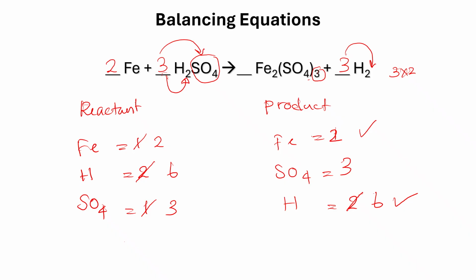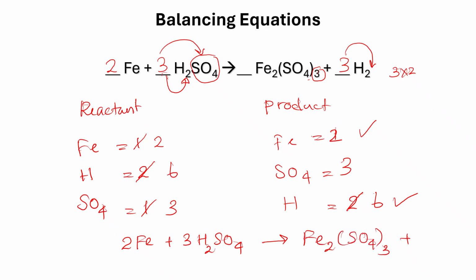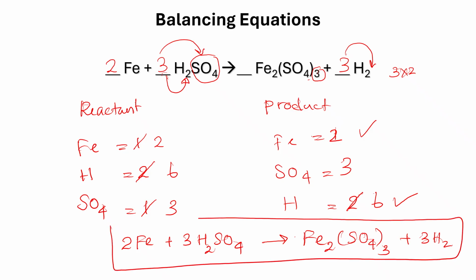When you balance the equation, you will get 2 in front of iron, 3 in front of sulfuric acid, and since you don't have any number in front of iron sulfate, it's just 1, so you have Fe2(SO4)3 plus 3 hydrogens. We usually do not write 1 in front of iron sulfate, and this is the balanced chemical equation.